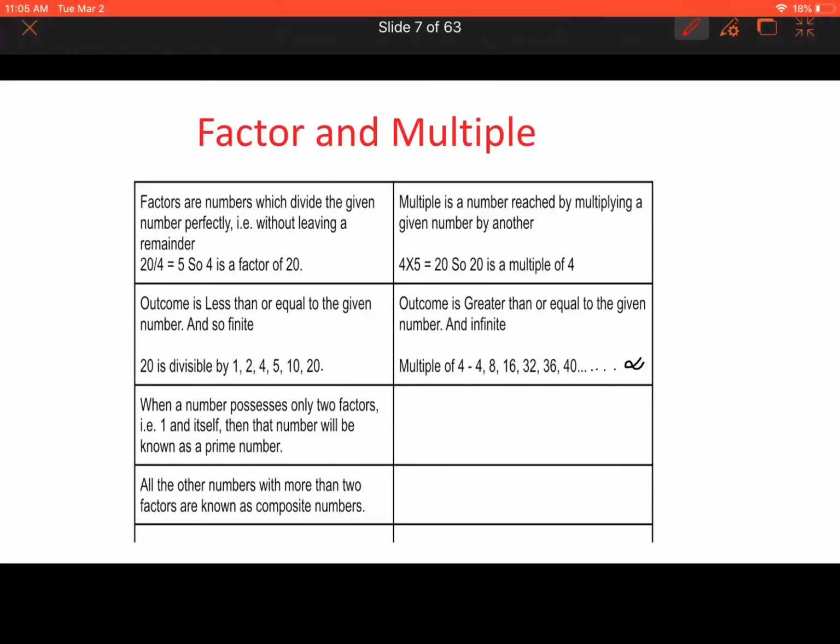When a number possesses only two factors, that is 1 and itself, then that number is a prime number, and all the other numbers are called composite numbers. And if you want to check out videos on prime numbers, please check out the description for the link.